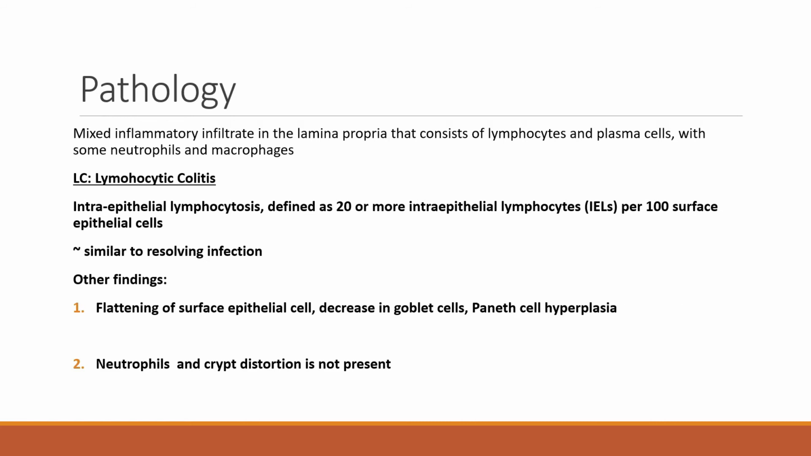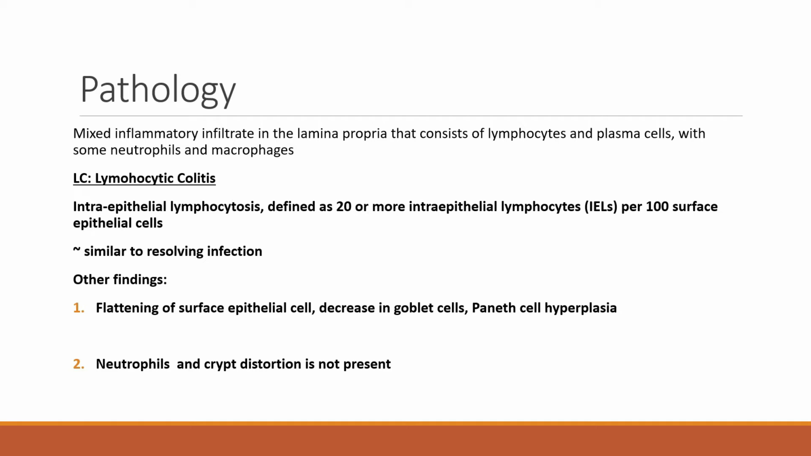Now, what do we find when we do biopsy? So there are two kinds, lymphocytic and collagenous. In lymphocytic colitis, there is predominantly intraepithelial lymphocytosis, and it's defined as more than 20 IELs per 100 surface epithelial cells. Now, this finding is very similar to resolving infection. So the guideline consensus and the expert consensus specifically state that this should be interpreted in the right clinical setting.